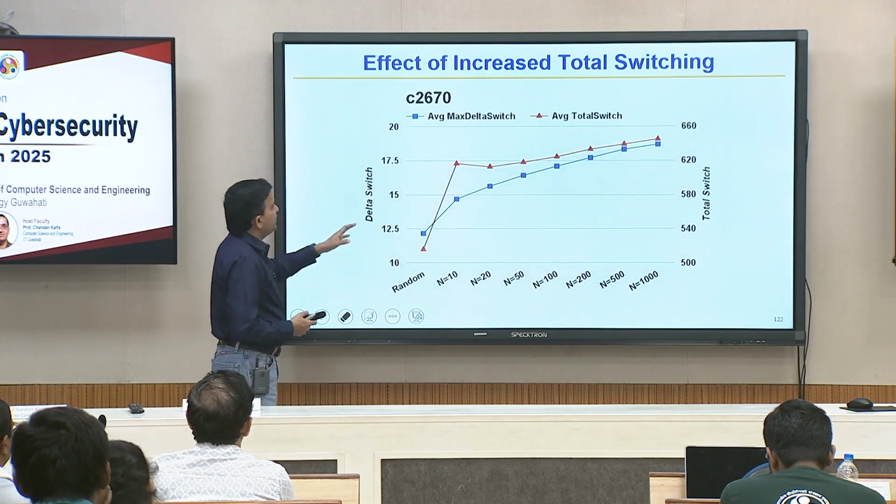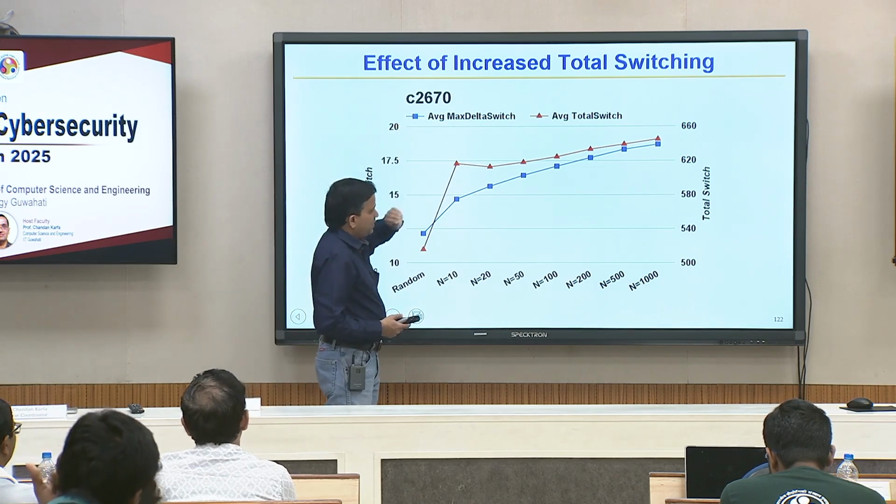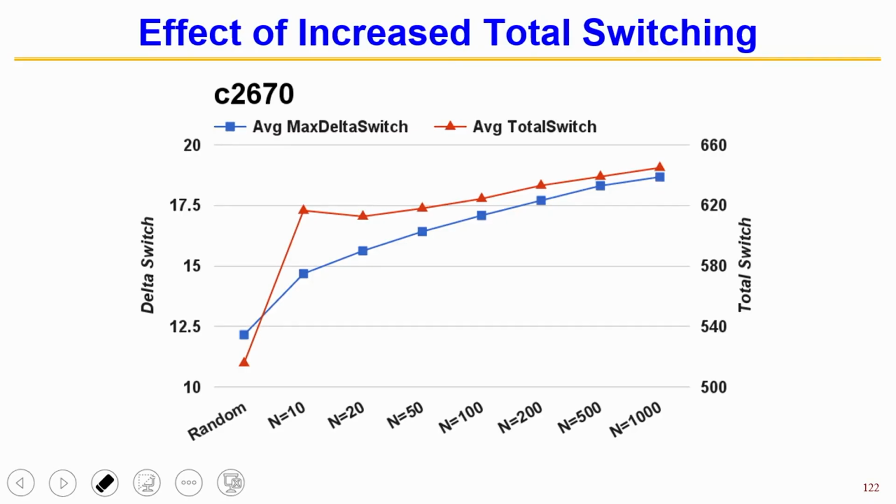So, this is again a silly benchmark from ISCAS benchmark suite. Even in that silly benchmark I can illustrate this problem. So, the amount of switching of the rare gates, that we call delta switching, is basically this particular line. As you can see, when you go from random to n-detect for higher n, the switching indeed increases, which is good, switching is increasing.